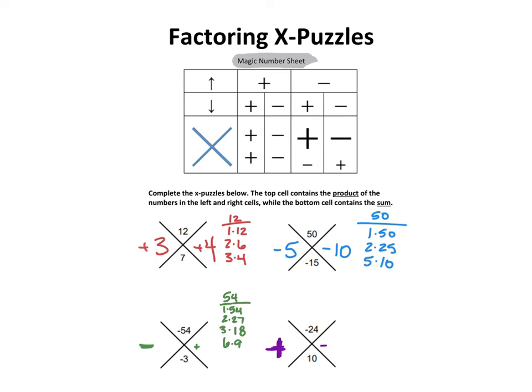Now, knowing these are opposite signs, there's only one set of numbers that is 3 digits apart from each other. Therefore, we know 6 and 9 are the numbers, but the bigger number is 9, so the bigger number is negative. Thanks, magic number sheet.